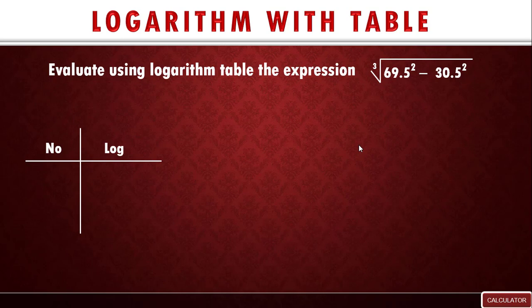Draw your number log first, that's the first thing you need to do. Then the next thing to do now is to put in that number first, which is the 69.5. You're going to solve this side first, 69.5, and the next thing you need to do now is to ask yourself the question: is this number greater than 1 or less than 1?